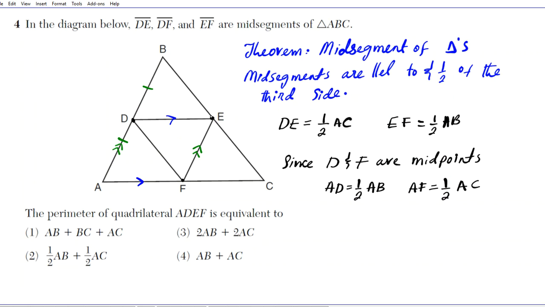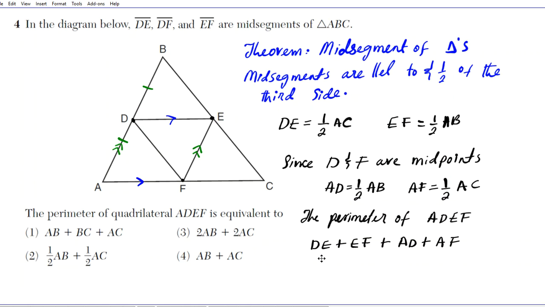We have DE, we have EF, we have AD, and AF. Okay, so what is the perimeter of quadrilateral ADEF? It is simply the sum of the four sides. So it's basically DE plus EF plus AD plus AF.